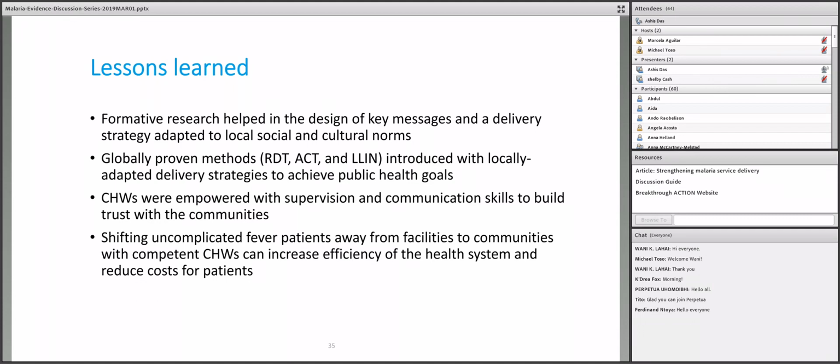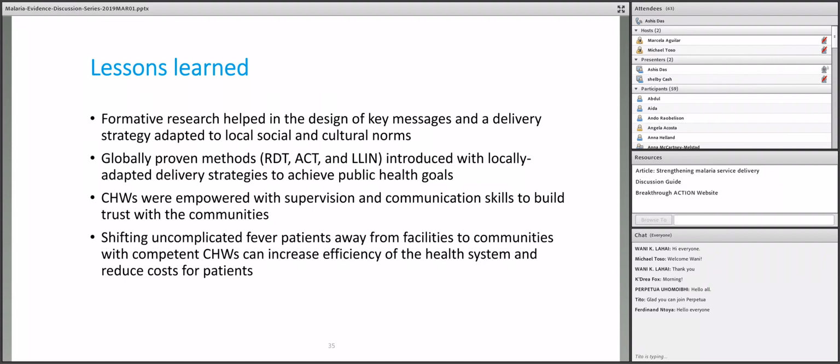So here I am going to talk about the lessons learned. Based on this study, what we found, doing a formative research at the beginning gives a more contextual understanding of the interventions and the populations. So one can align them very well. First, to design key messages. Second, to design the delivery strategy of communication to those populations, adapted to local social and cultural norms.